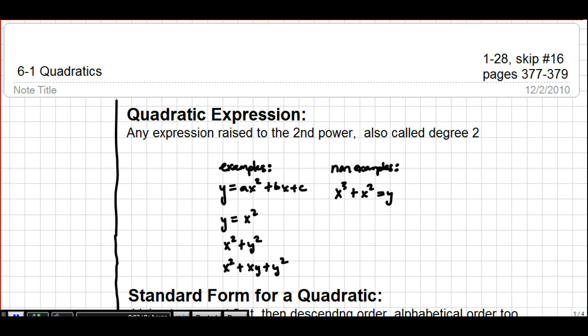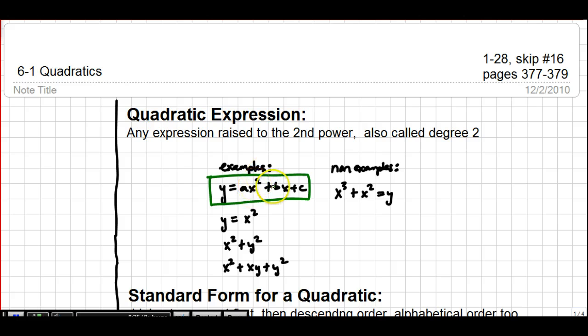This lesson is for Advanced Algebra 6-1 on quadratics. A quadratic expression is any expression that is being raised to the second power, sometimes also called degree 2. So I have some examples here. This first one is kind of the standard form that we use for any quadratic equation or expression.